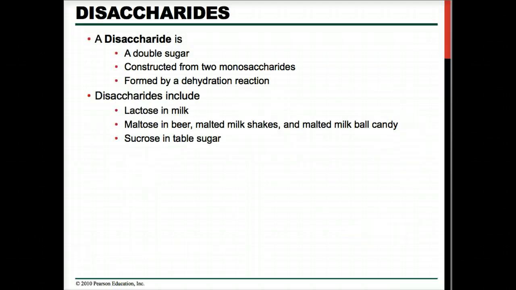All right, disaccharides. So we said, remember, that's a double sugar. There's 2 monomers. They're constructed from 2 monosaccharides. They're formed by a dehydration reaction. So we talked about that a few slides ago. They include lactose, which is found in milk, maltose, which is found in beer, malted milkshakes, candy bars, and sucrose, which is your common table sugar, right? You guys use sucrose all the time.